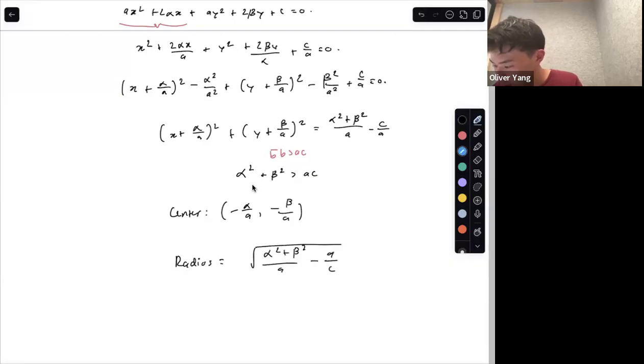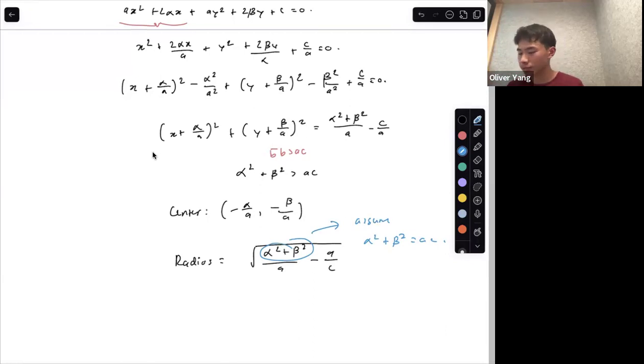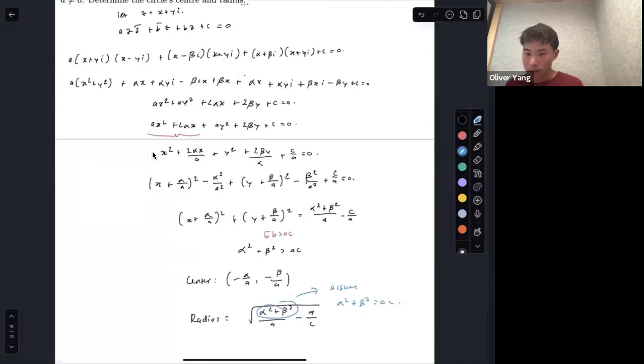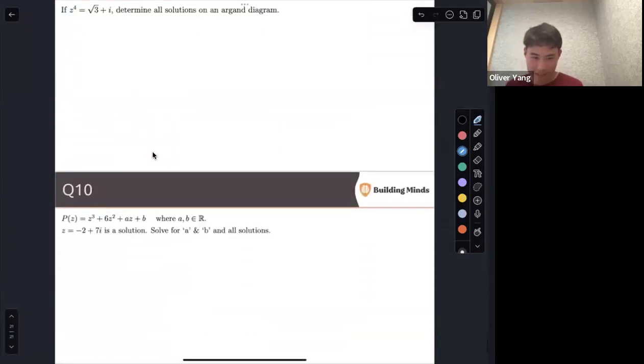What I mean is this, you could just say, assume alpha squared plus beta squared equals AC. You might get a better, so C minus A. Basically, you just get C minus A. Okay, cool. That's basically this question. All right, this one is easy. I'm not going to go through it.